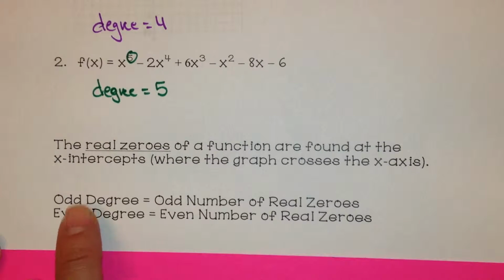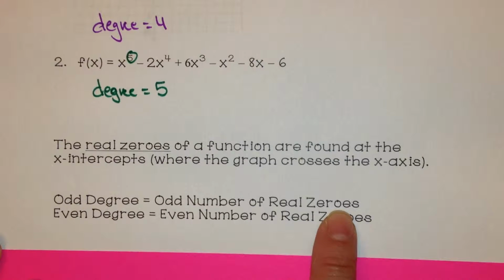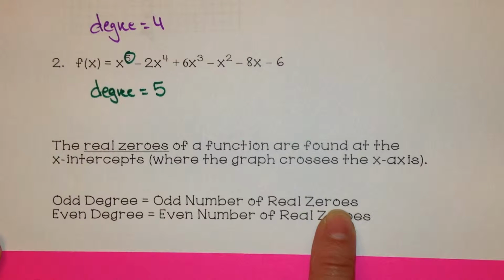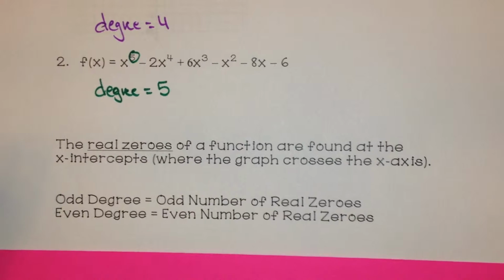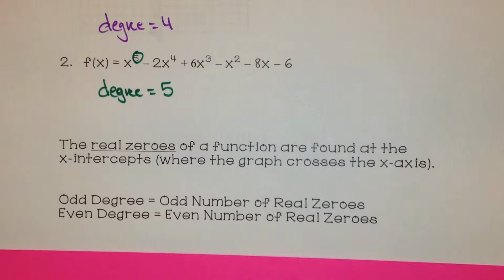If the degree, the largest exponent, is an odd degree, there will be an odd number of zeros. So an odd number of times that your graph goes through the x-axis. If it's an even exponent, it'll go through the x-axis an even number of times, so there will be an even number of real zeros. It doesn't tell us the exact number of times, it just tells us if it's an odd or an even number. So if you graph it and it only goes through twice, yet it was an odd number, you probably made a mistake somewhere.